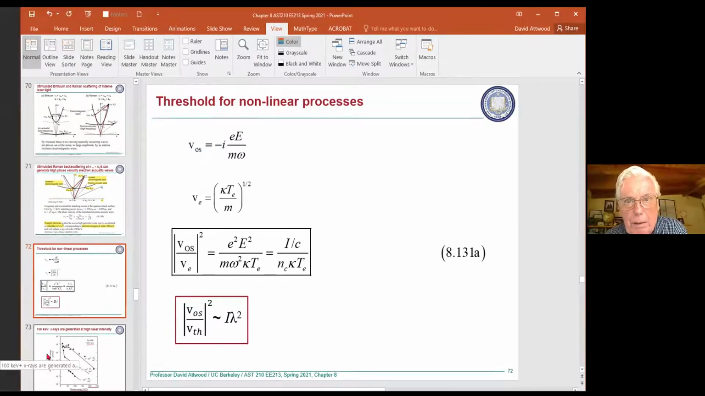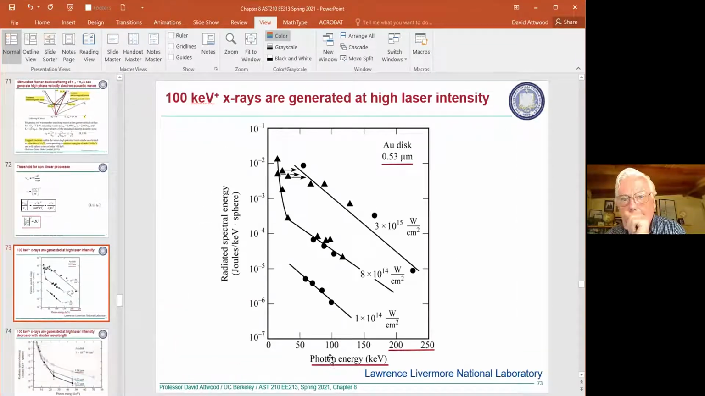So here are some experimental data. This is for a gold disc irradiated at 0.53 microns. And that's an interesting thing. Normally, you would have begun these experiments with 1 micron. Neodymium operates at 1.06 microns. And that's where these giant lasers at Livermore operate. But they can be frequency doubled and tripled, okay? And this experiment happens to be for the half wavelength, the frequency doubled.